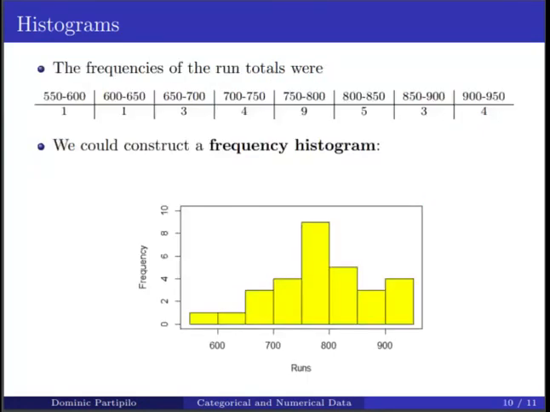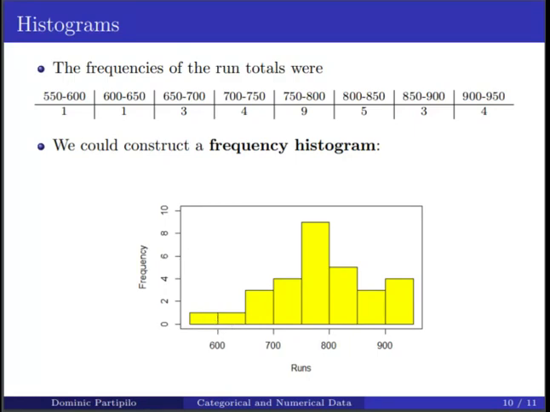So if we carry this frequency distribution over to the next slide, we'll have this up here, and then we can construct what's called a frequency histogram. And a frequency histogram is the same thing as a frequency bar chart, except this time these bars are going to be touching each other because we have numerical data and we need to show that there is an order here.